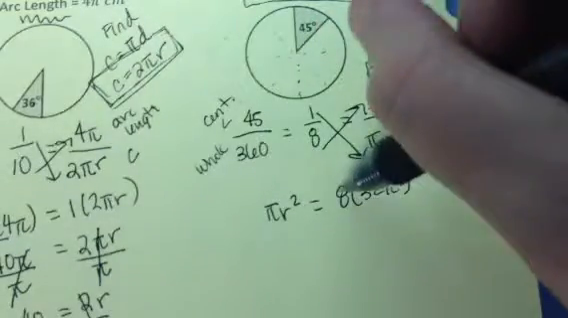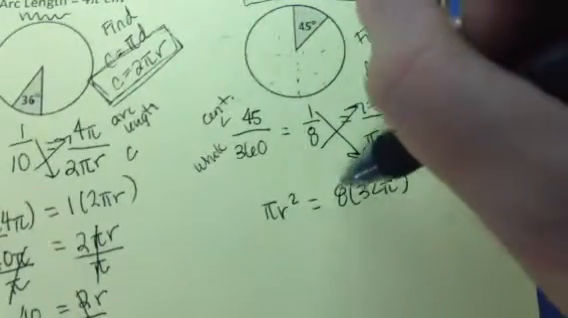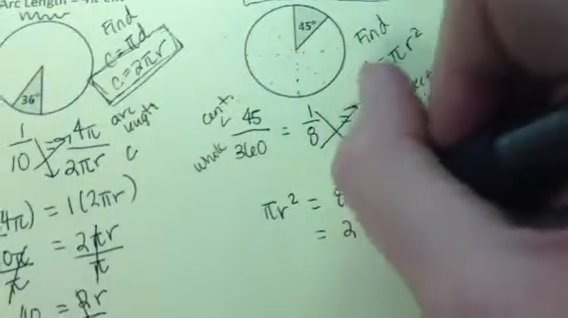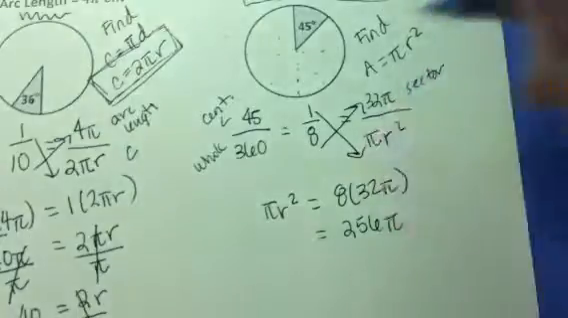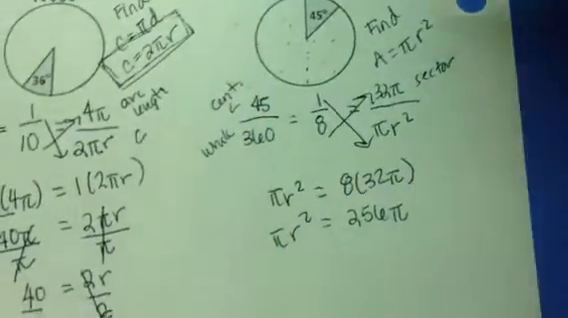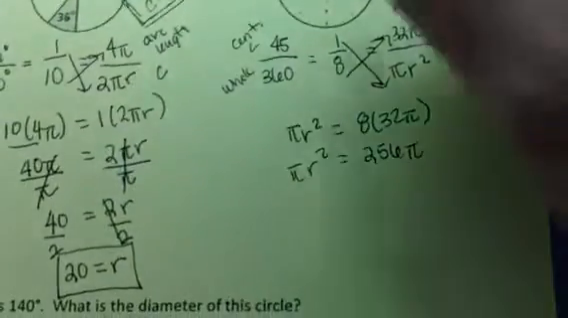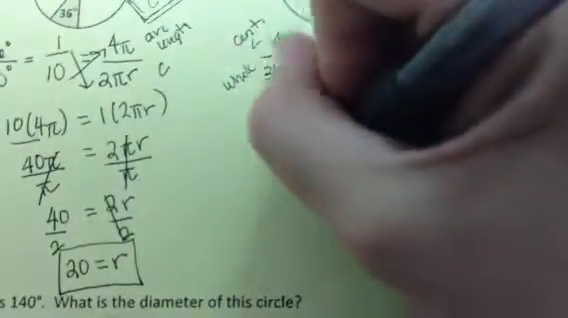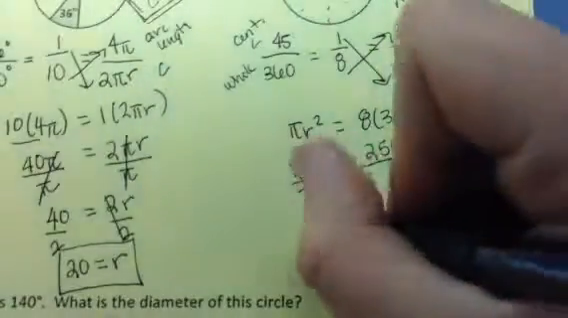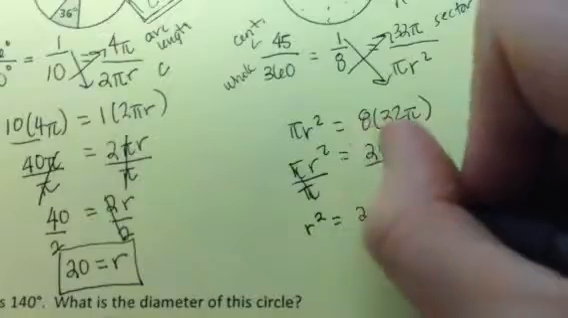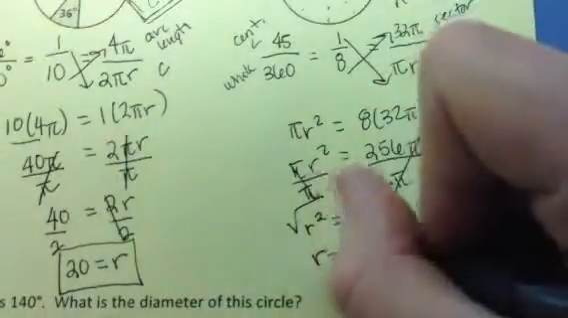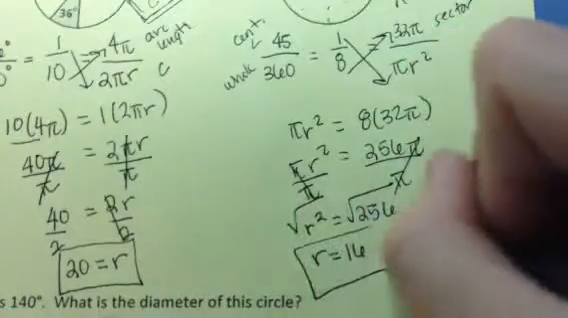Let's see. 8 times 2 is 16. 8 times 30 is 240. So this should be 256. Or you can just use a calculator. All right. So we get 256 pi. We could divide both sides by pi to get r squared by itself. Now the radius squared is equal to 256. Take the square root of both sides. The radius is equal to 16.